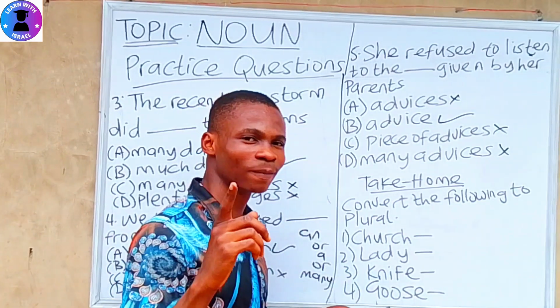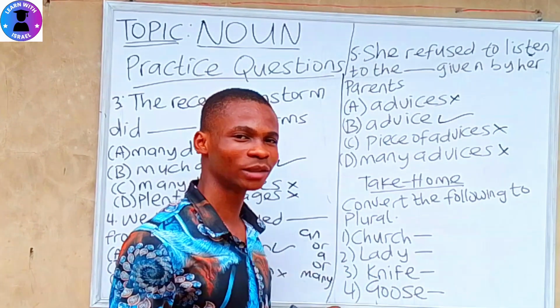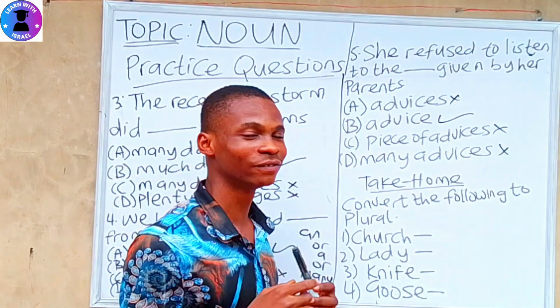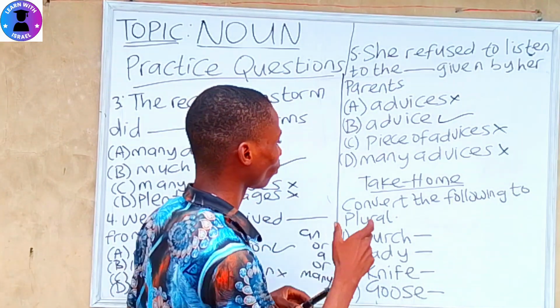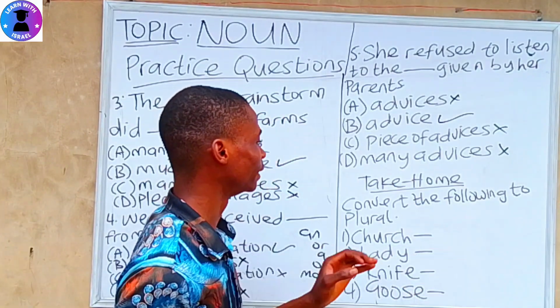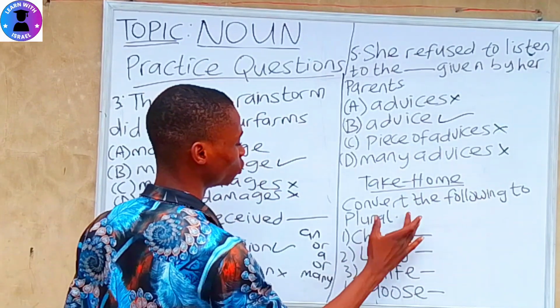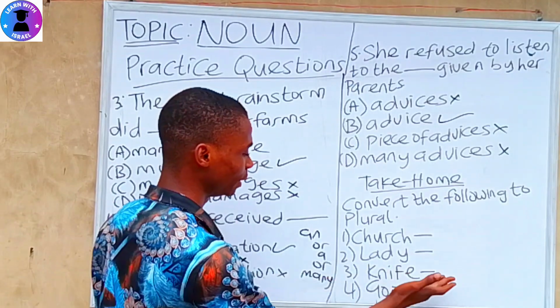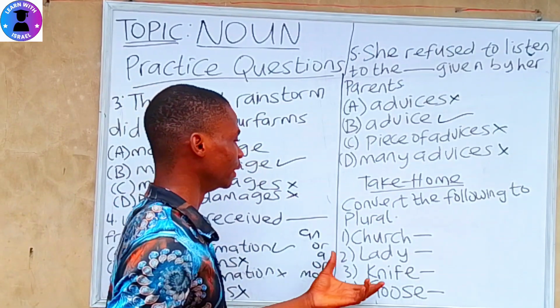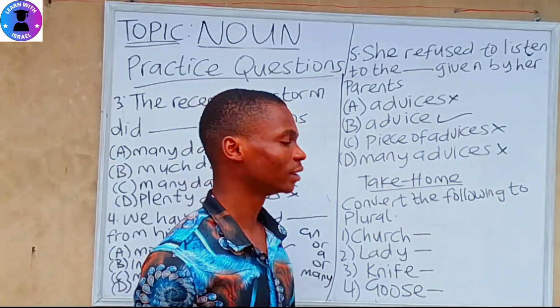So wherever you are watching me from, make sure you listen to the advice of your parents. It is very, very important. So this is the take home. I want you to drop the answer in the comment section. Convert the following to plural. We have church, lady, knife, and goose. These four, I want you to drop the plural in the comment section.